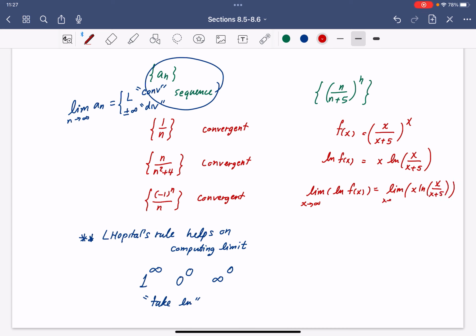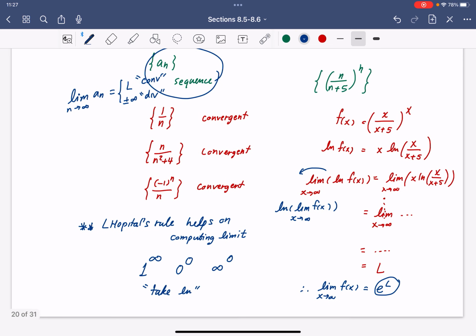Right, and then now you can keep going computing the right hand side. Once you get the limit, you can keep going, you can do L'Hopital's rule, whatever you want. Once you get the number L, remember that on the left hand side, you're going to have log of limit f(x), because you can swap the position between log and limit. And then that means your conclusion is going to be limit f(x) is equal to e to the L.